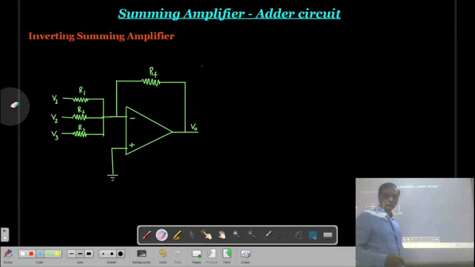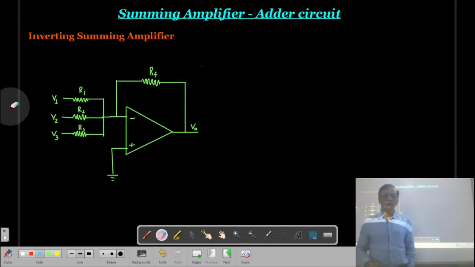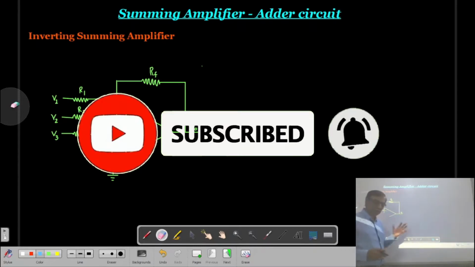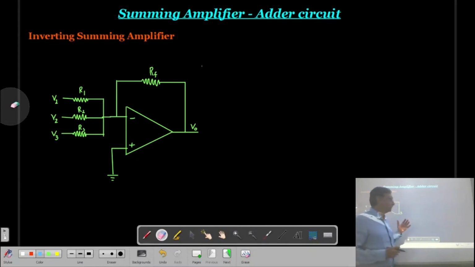Hello everyone. In this lecture, we will discuss some other applications of the operational amplifier. Sometimes we have more than one voltage source, and if we want to add those voltages, then we require a summing amplifier. That circuit is also known as an adder circuit. This circuit is also useful to solve the linear equation y = mx + c. If you want to solve that kind of expression, then this adder circuit is going to be useful.